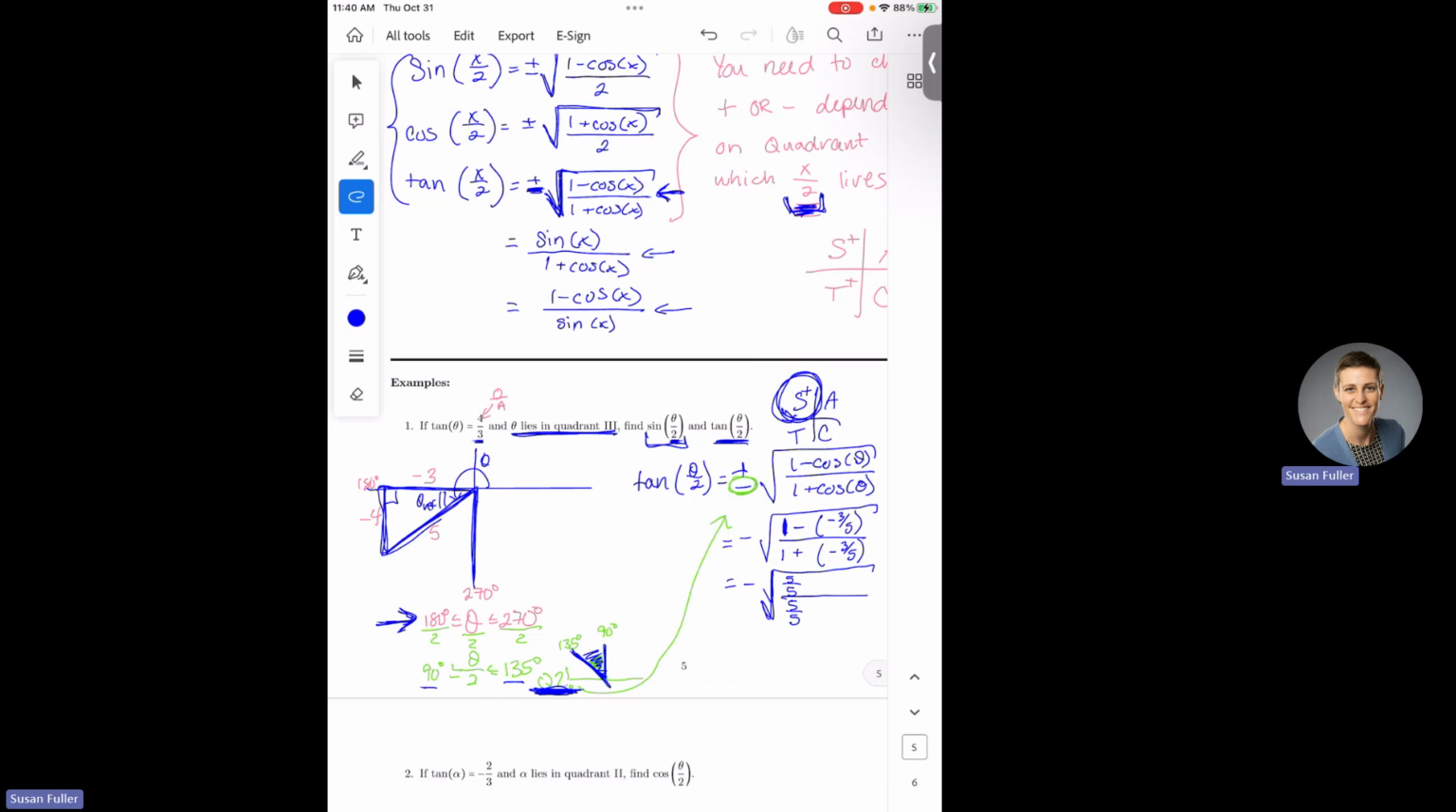And on the top, if I subtract a negative 3/5, that's going to become a plus 3/5. And on the bottom, if I add a negative, that's going to become a minus 3/5. From here, we can simplify a little bit. 5 plus 3 is 8 on top, and I'm going to keep that common denominator of 5. 5 minus 3 is 2, and I'm going to keep that common denominator of 5 on the bottom.